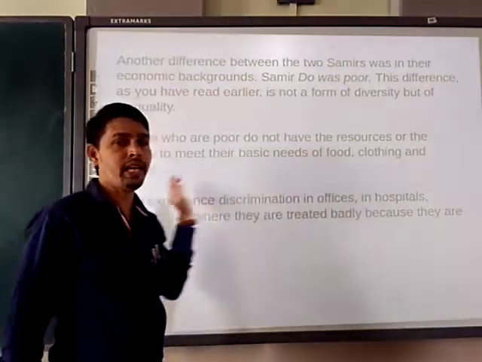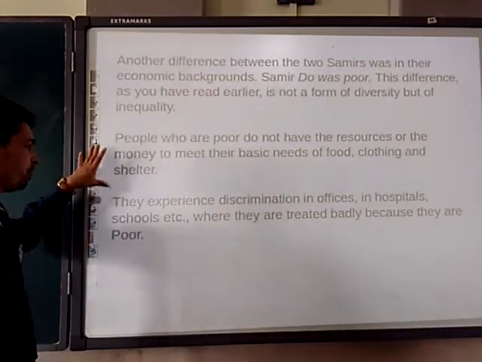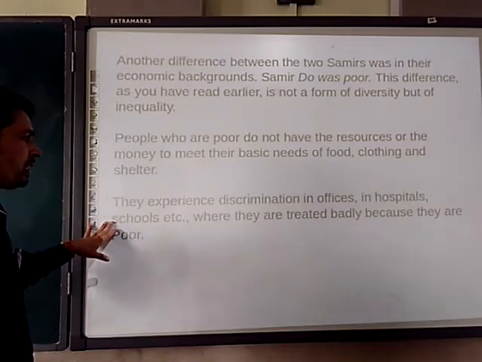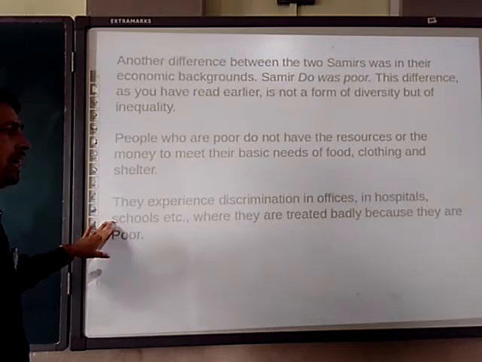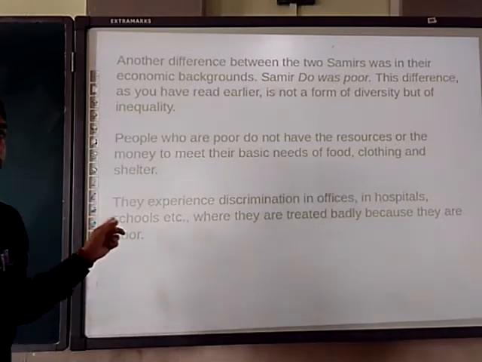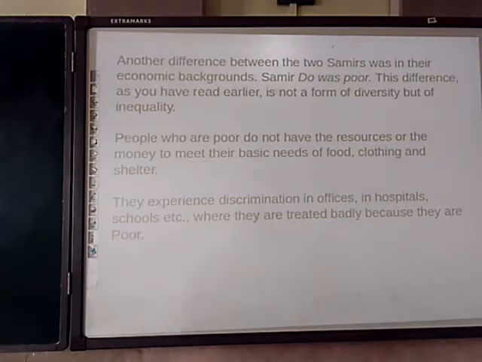Food, clothing and shelter. Poor people experience discrimination in offices, hospitals, schools, etc., where they are treated badly because they are poor. Please make a note of it. So these points speak about how people discriminate against one another on the basis of economic status.